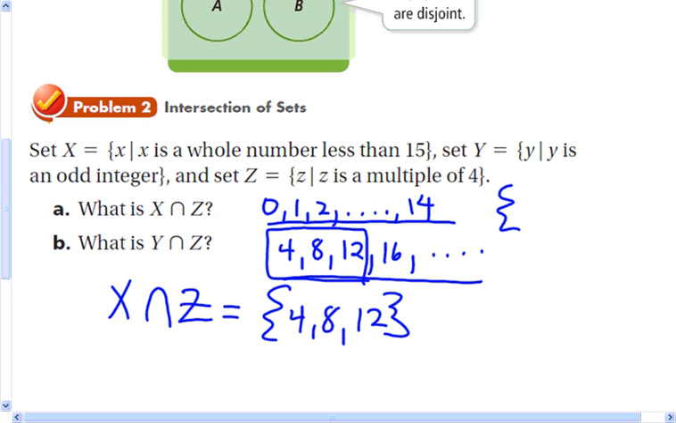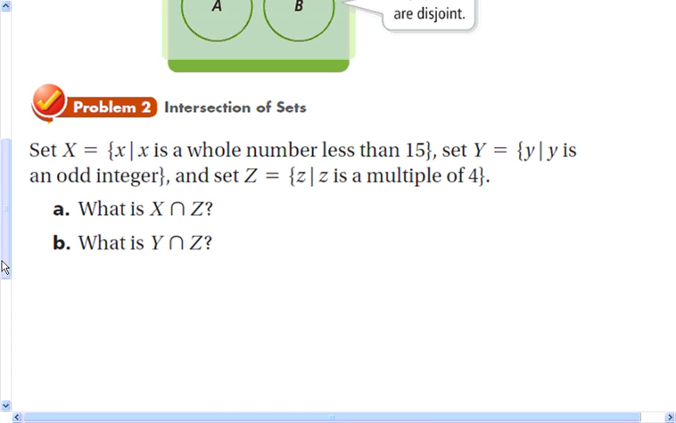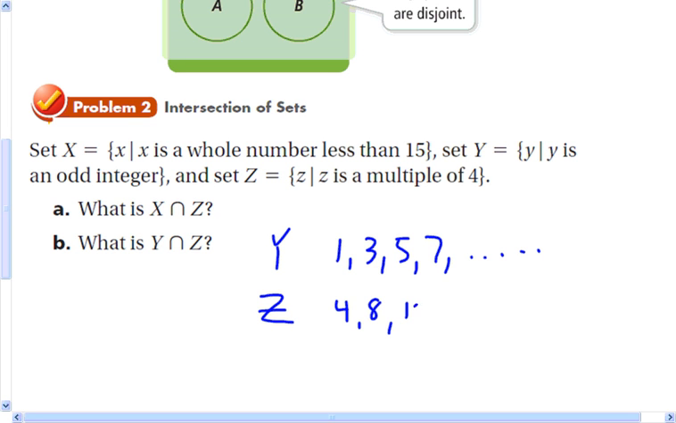Okay, what is y intersect z? So y is all odd integers. Once again, y is any odd integer, so that looks like this. And z is a multiple of 4, so 4, 8, 12, 16.